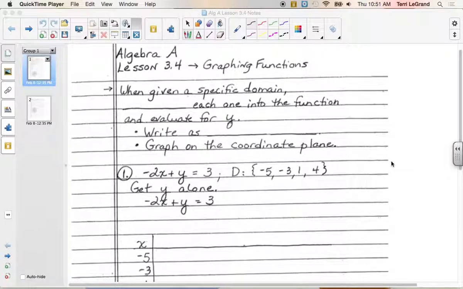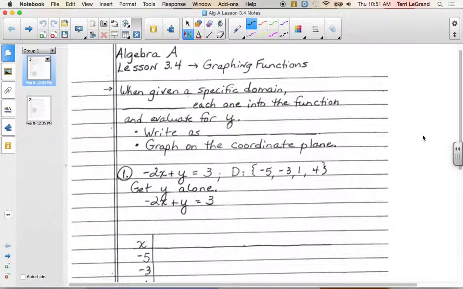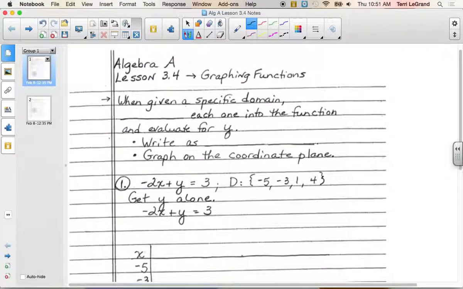In our lesson 3.4 where we are actually going to be graphing, today we're going to talk about when we're given a specific domain. In other words, remember, what is domain made up of? X values. When they give us some X values, we're going to substitute each one. So each domain value is going to get substituted into the function and we'll get our Y value.